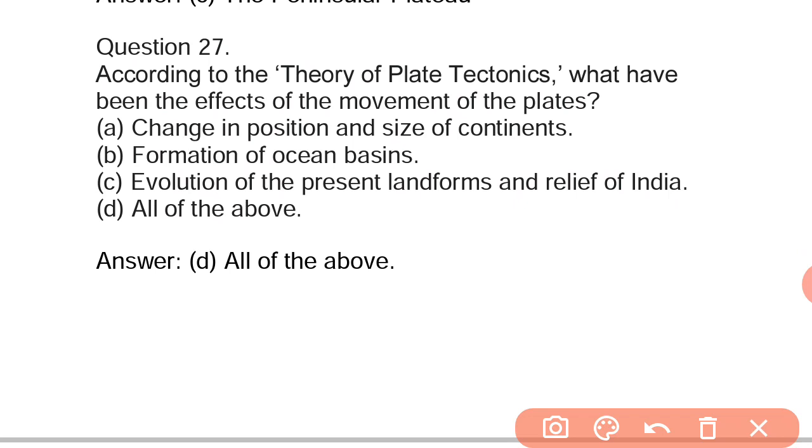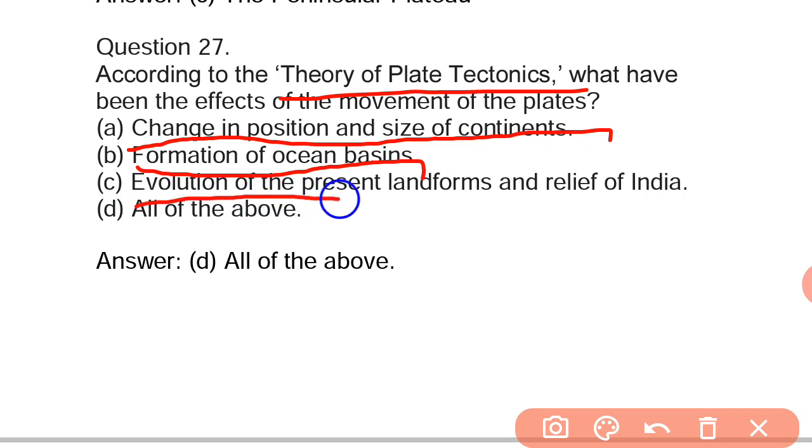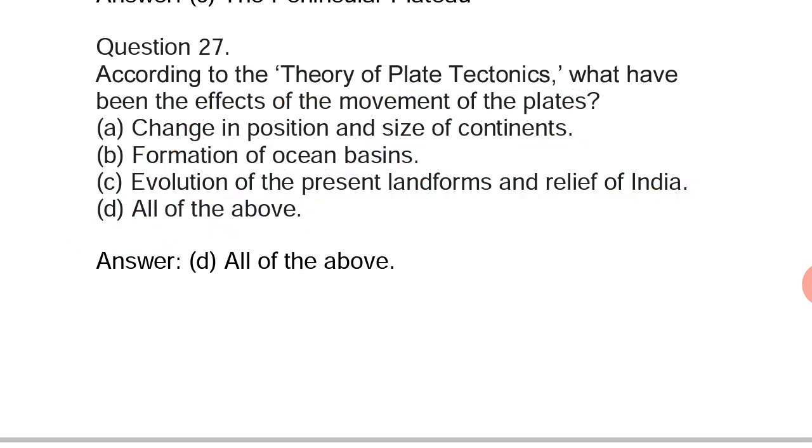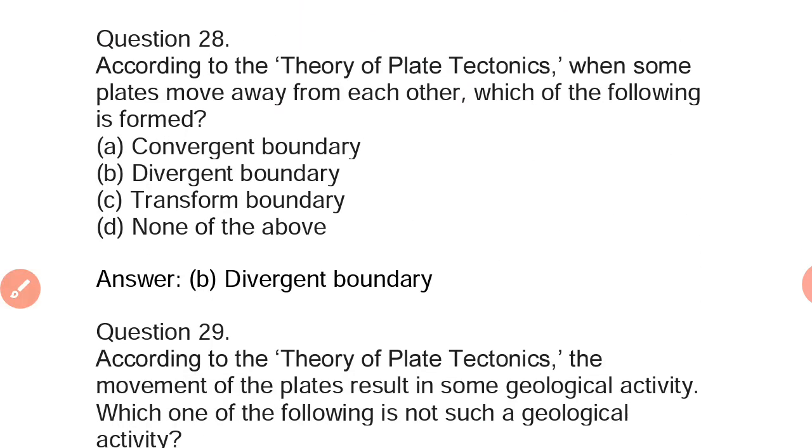According to the theory of plate tectonics, what have been the effects of the movement of the plates? Option A change in position and size of continents. Option B formation of ocean basins. Option C evolution of the present landforms and relief of India. Option D all of the above. Right answer is option D all of the above. Next question.